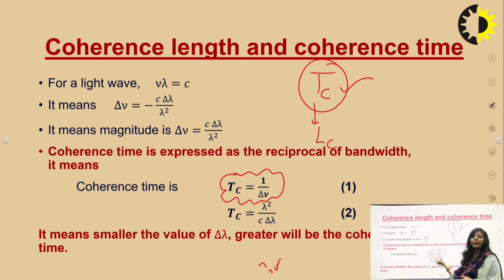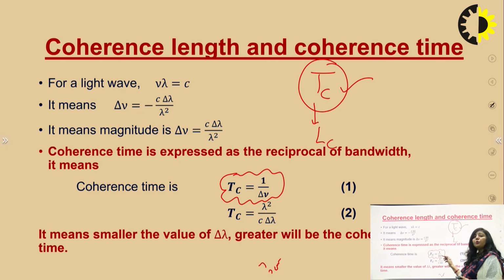So smaller the value of delta nu, you can understand from here, greater will be the coherence time. Means greater the monochromaticity of the source, greater will be the temporal coherence. It means the more monochromatic the light source is, for a longer time we can maintain a perfect phase relationship between 2 points which are present in a plane parallel to the direction of propagation. Means temporal coherence, coherence time, and coherence length will be higher if the bandwidth is smaller. So that is the reason we can say the temporal coherence is related to the monochromatic behavior of the light source.